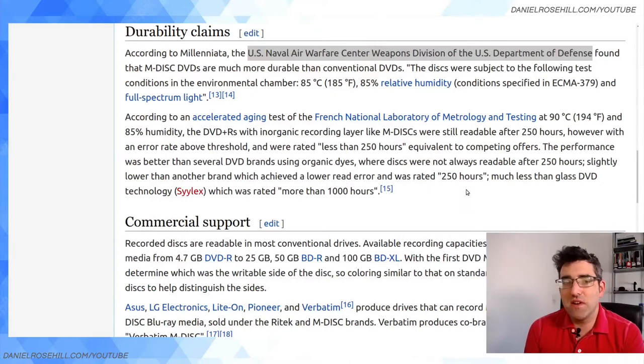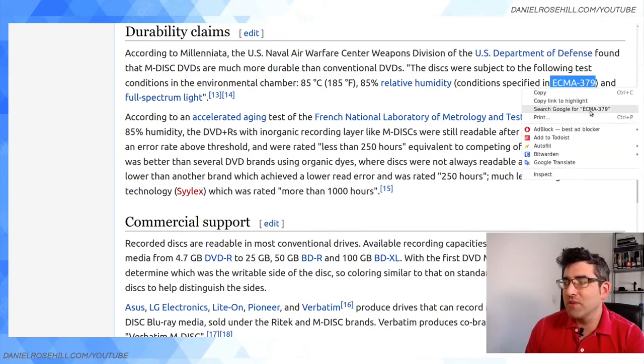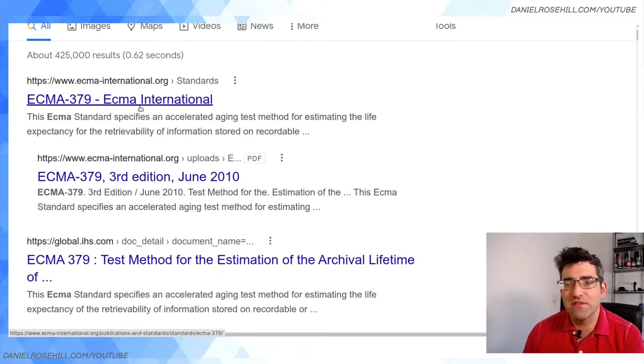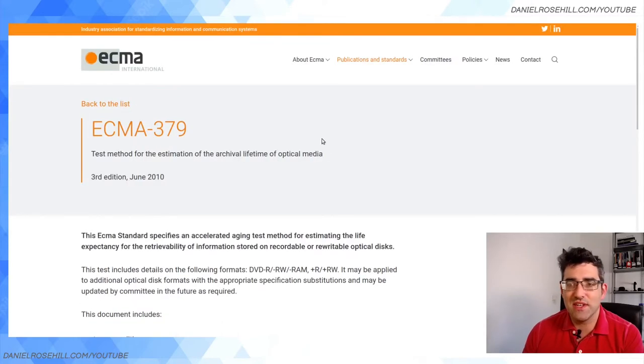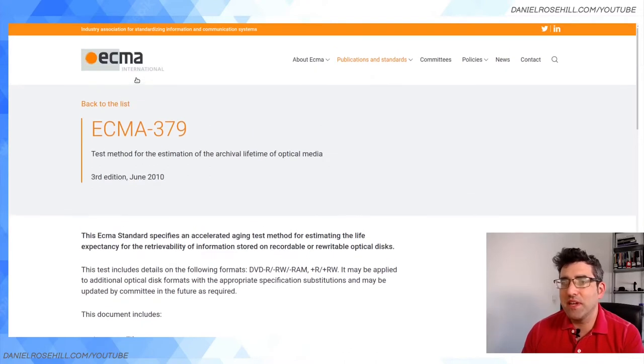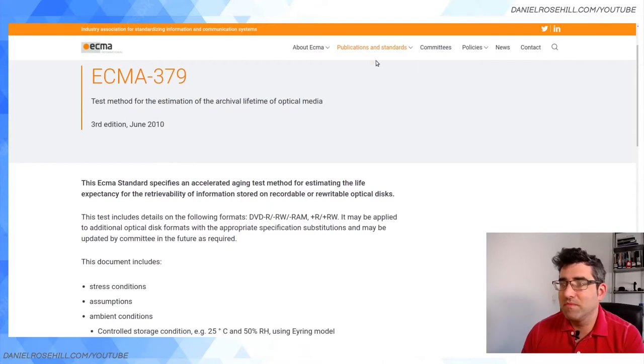The discs were subject to the following test conditions in the environmental chamber: 85 degrees Celsius, 85% relative humidity, conditions specified in ECMA 379. Now you can really go down a nice little rabbit hole here. ECMA 379, what is this? This ECMA standard specifies an accelerated aging test method. It's fascinating that this stuff actually exists, right? Test method for estimation of the archival lifetime of optical media, as defined by ECMA International, who I have no idea what they are. Some standard setting committee.